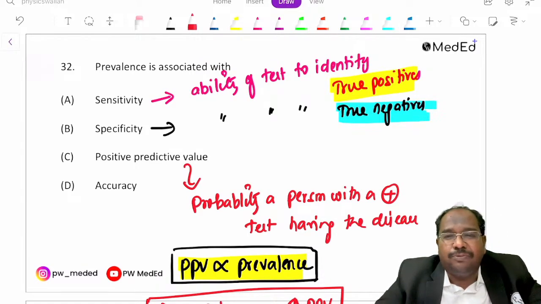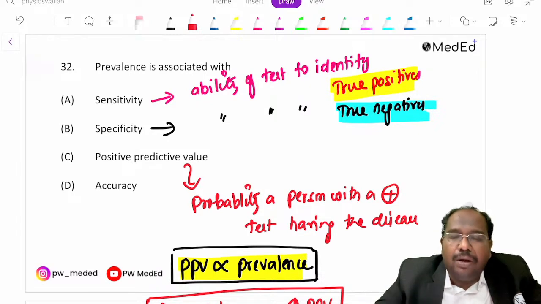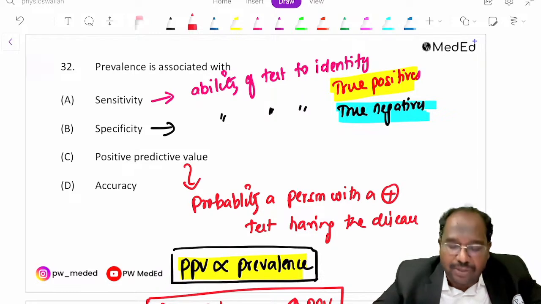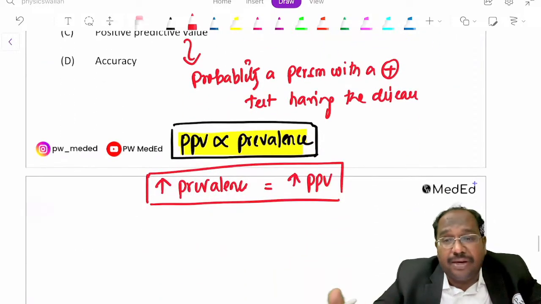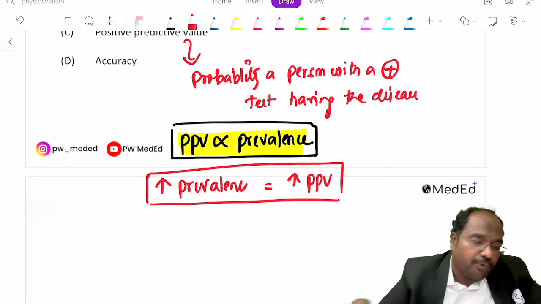These are the common questions, four or five only. So what is lead time? What is screening time? What is sensitivity? True positives. Specificity means true negatives. And what is the relationship between prevalence and positive predictive value? Directly proportional.